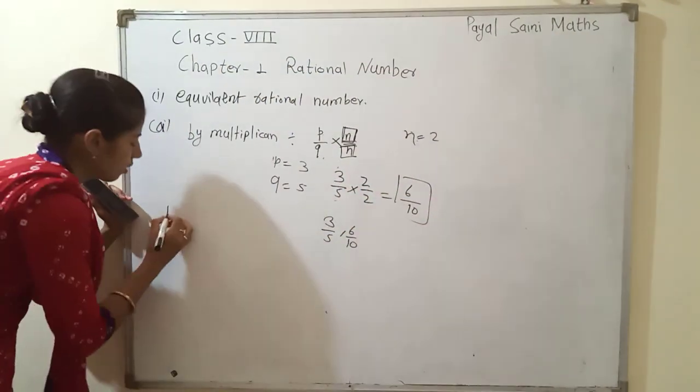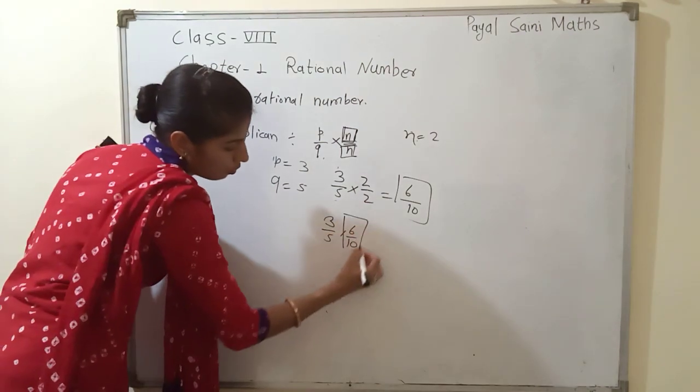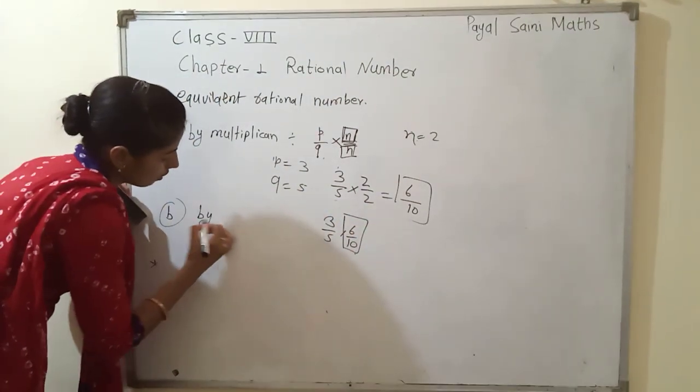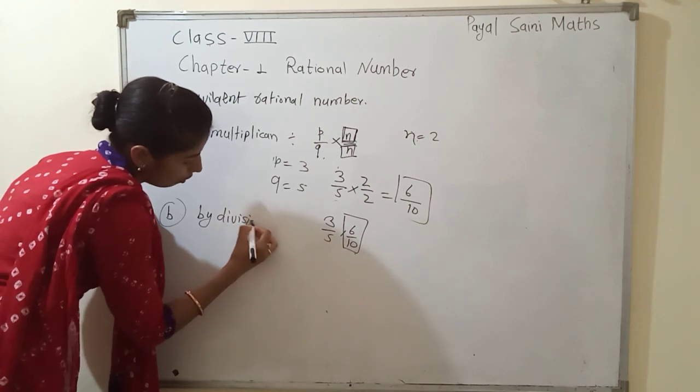Now I take this number by division. For division, how do you understand?